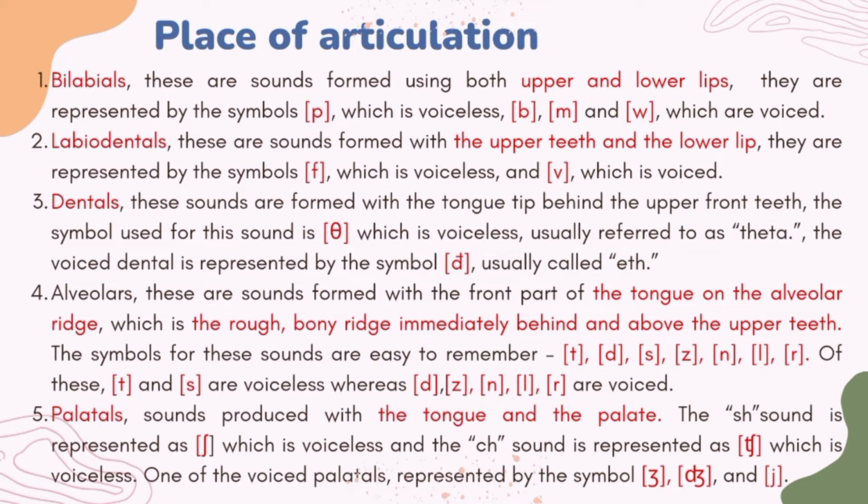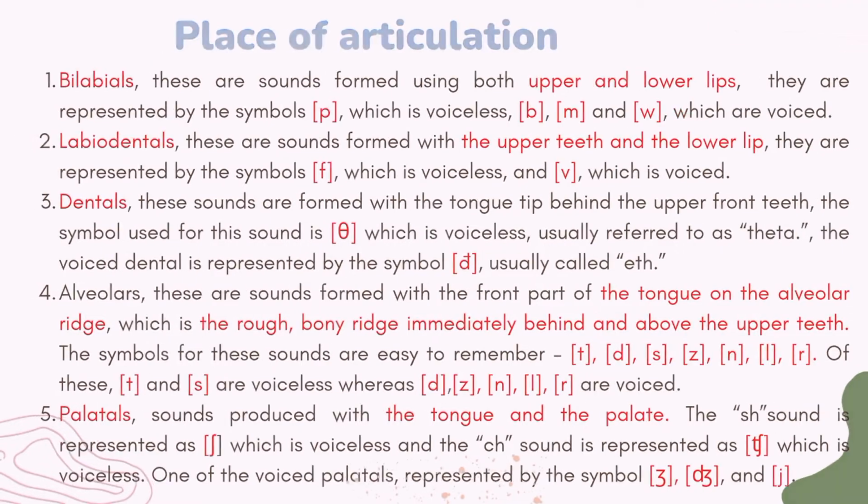Number five, palatals. Sounds produced with the tongue and the palate. The sh sound is represented as sh, which is voiceless, and the ch is represented as ch, which is voiceless. The voiced palatals are represented by the symbols zh, j, and y. For example, short, crush, pleasure, choke, judge, jar, you, and yet.